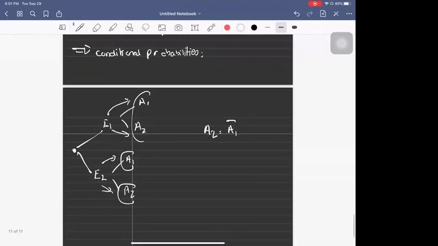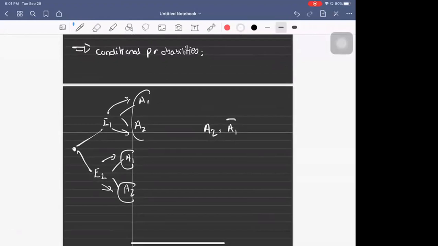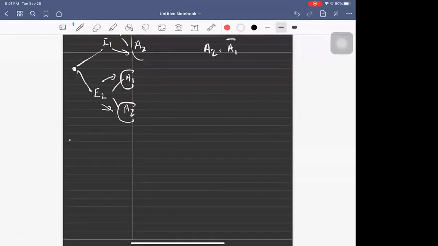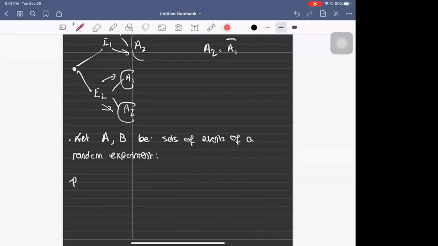Now we're dealing with events in succession in time, and for that we'll use conditional probabilities. So let A and B be sets of events of a random experiment. Then the probability of A given B, the bar means given. So the probability that A happens given that B has happened is equal to the probability of A intersection B over the probability of B. Again, the probability that B happens given that A has happened is equal to the probability of A intersection B over the probability of A.